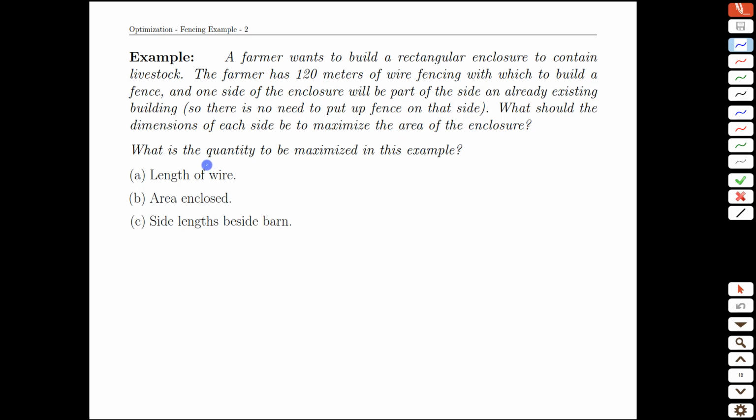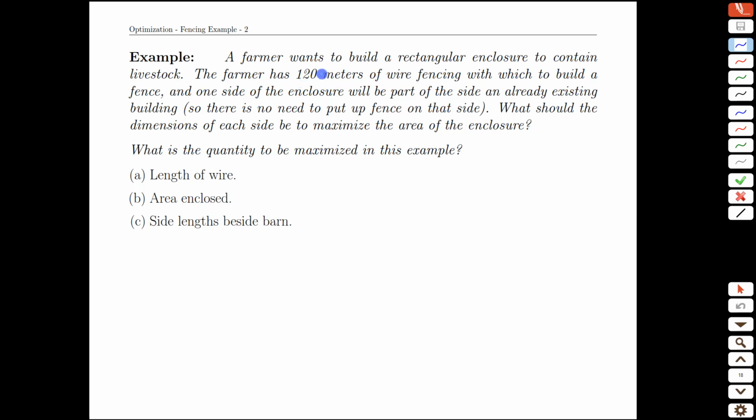The first thing in any optimization problem is to figure out what your actual goal is. What are you looking for as the end product? And here, we want to know specifically what's the quantity that should be maximized in this example. Take a moment to think about it, and then we'll check in.